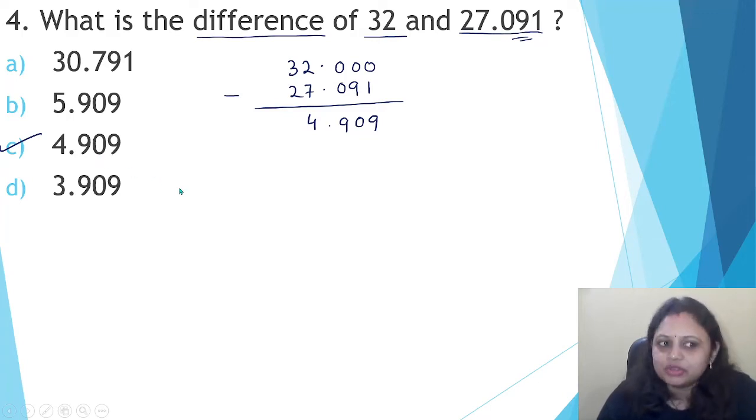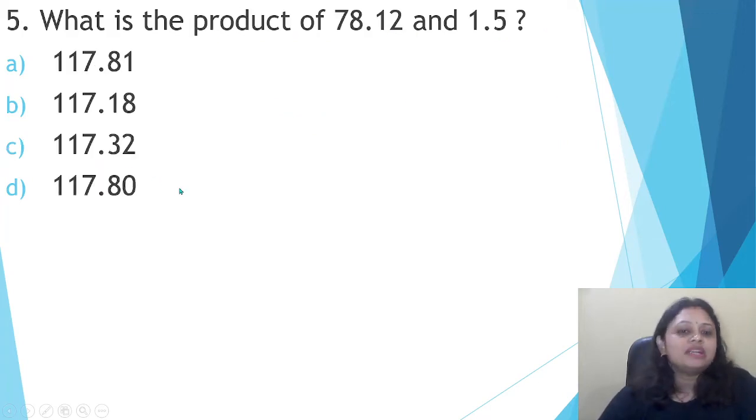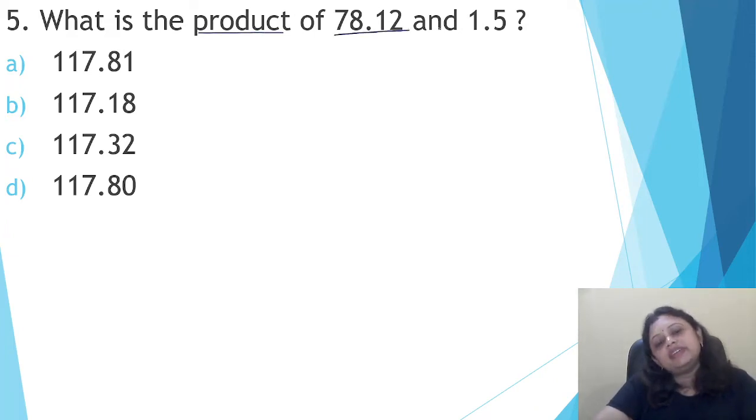Yes, coming to the next question. What is the product of 78.12 and 1.5? Option A 117.81, B 117.18, C 117.32, D 117.80. So what is the product of 78.12 and 1.5? How to find the product? Yes, let us do one thing. We will not use decimal now.